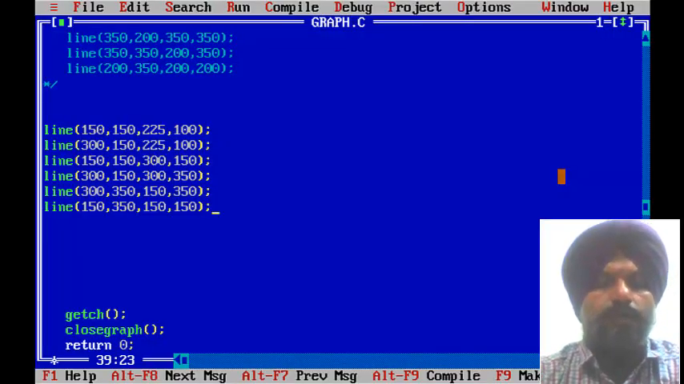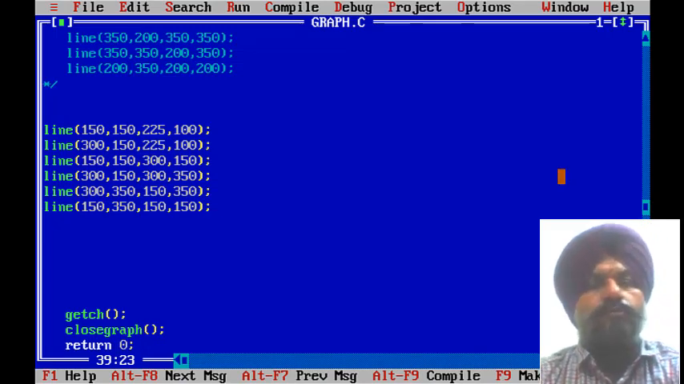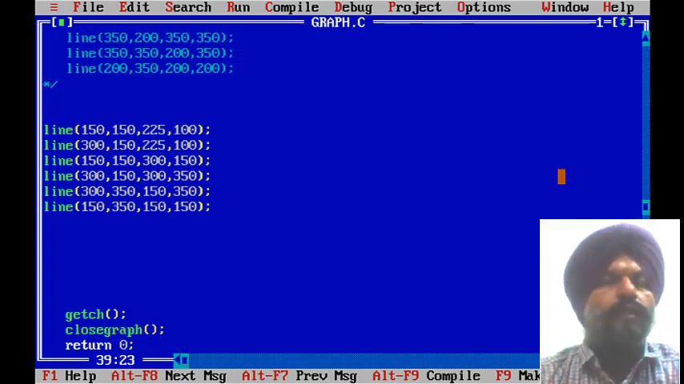So this is the basic idea of how we can draw custom shapes. Try to complete the hut by using this concept. I am sure that you can easily draw things by understanding this. Thank you.